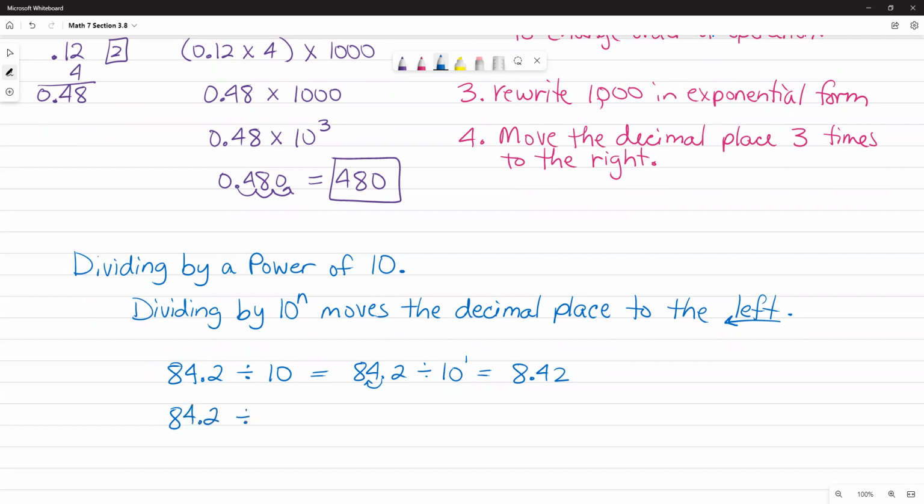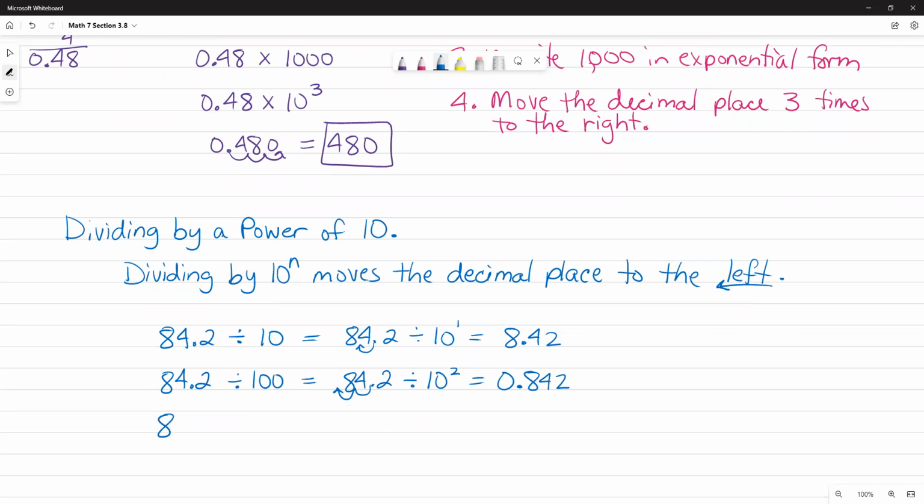Same number. If I have 84.2 divided by 100, well, we know that 84 is less than 100. So our answer is going to be less than 1. So this is 84.2 divided by 10 to the power of 2, because we have 2 zeros. So we move that decimal 2 places, and it becomes 0.842.